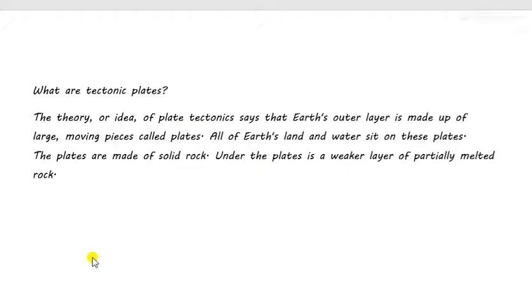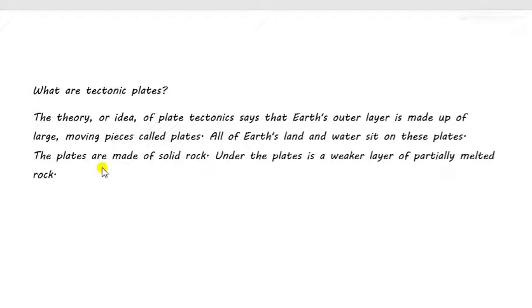Now coming to the parts, tectonic plates. To explain the theory or idea of plate tectonics, it says that the earth's outer layer is made of large moving pieces called plates. It has been assumed by people, just like the latitudes and longitudes, these are imaginary lines. Tectonic plates are also imaginary plates. It's an idea. It is not completely imaginary because tectonic plates are actually present inside the earth's surface. However, it's still an idea because we do not look into the earth's surface so clearly.